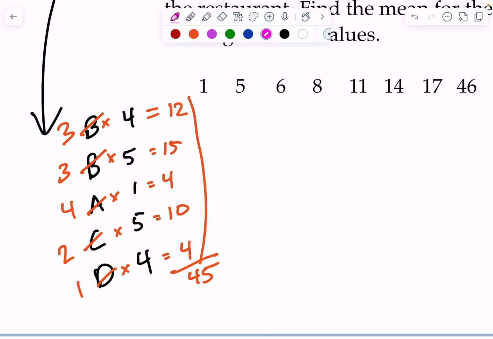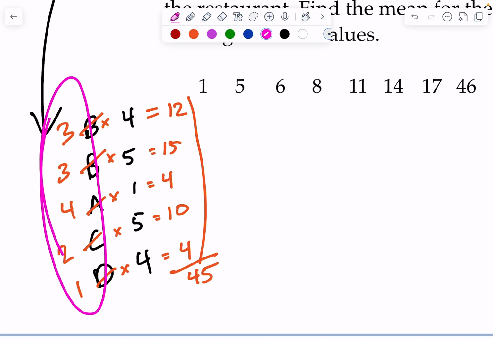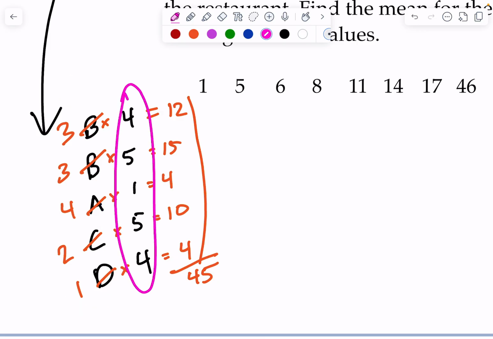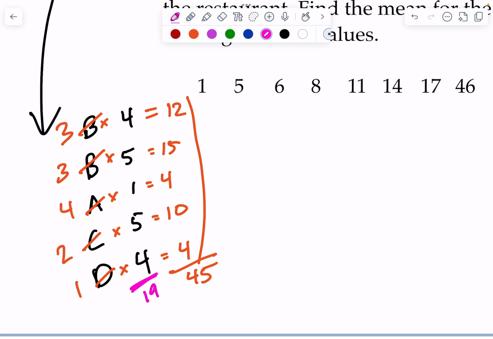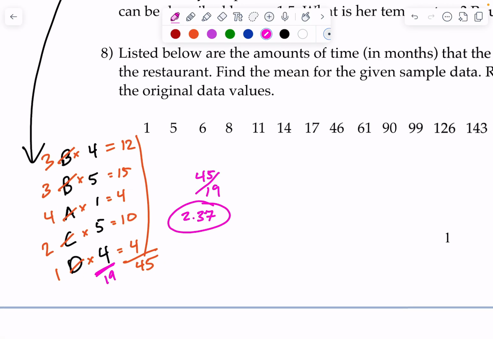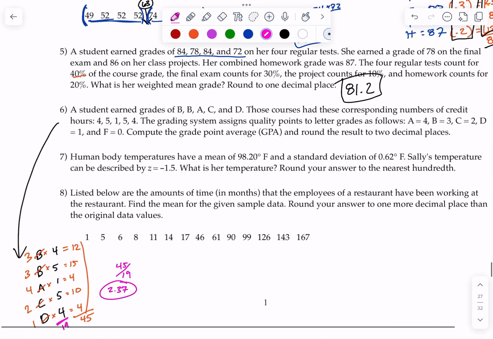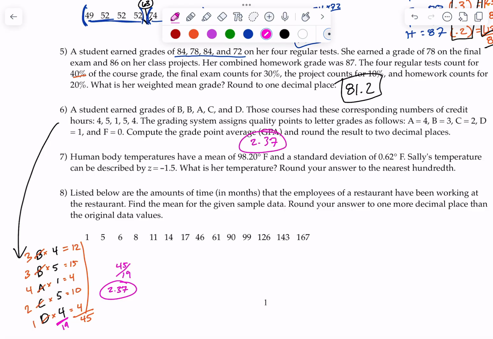Now, this is the kicker. Which number do you divide by? Do you divide by all of these, which is your grades, or do you divide by the number of weights? We want to divide by the number of weights. Those added together ends up being, I think, like 19. So I take 45 and I divide by 19, and I get something in the ballpark of 2.37. That is not a very good GPA. Okay, so their GPA is 2.37. Done. Okay, good, good.